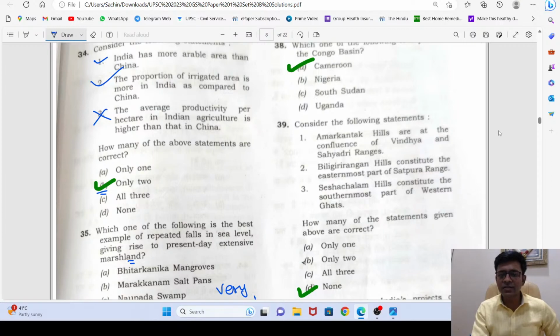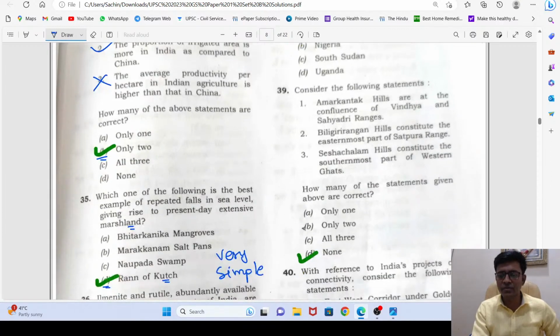Then consider the following statements, a pure question from Indian geography. Amarkantak hills are at the confluence of Vindhya and Sahyadri ranges. Sahyadri has nothing to do with the Amarkantak hills. Wrong. Biligirirangan hills constitute the easternmost point of the Satpura range. No, Biligirirangan hills are part of the Western Ghats, so they can be part of the Sahyadri. So the second is incorrect.